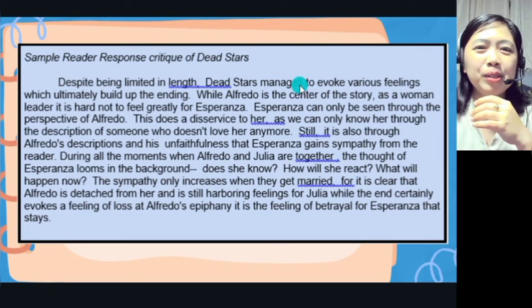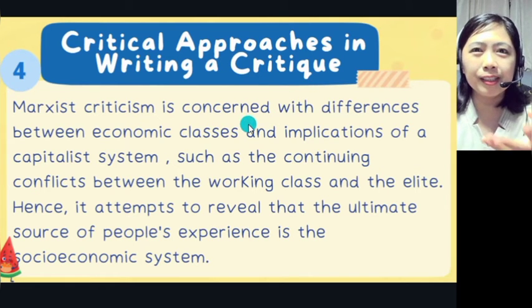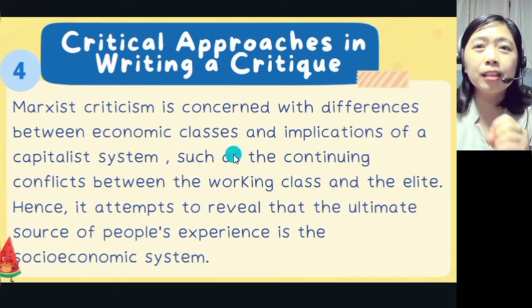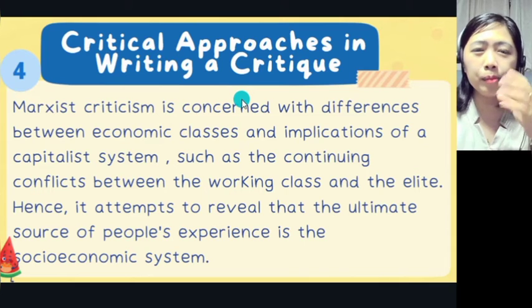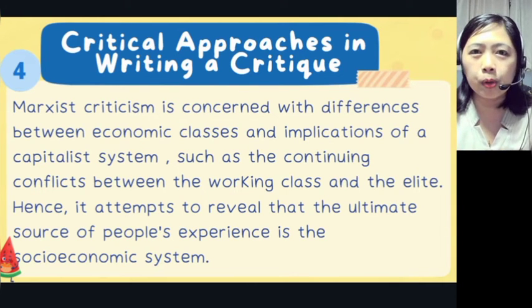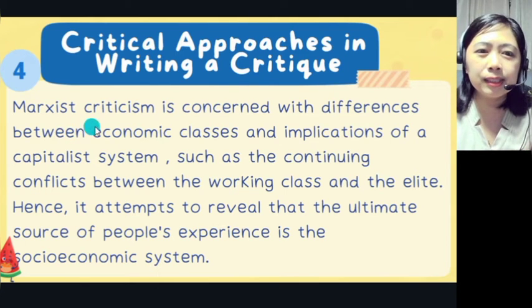Okay, and we do have another approach. This is the last one, but there are still a lot. I'll provide some approaches, but the module actually only focuses on four, but you can also explore the other approaches. Another one here is Marxist criticism.